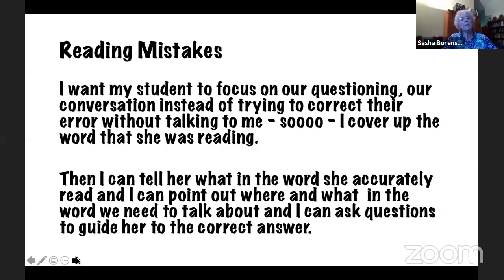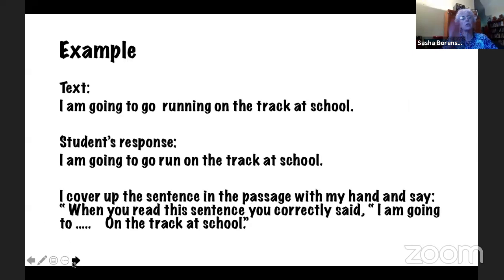So for a reading mistake, your first step is just to talk with your student and make her interact with you. And then I tell her what in the word that she just read was correct. And I want to point out where the mistake is. And we need to talk about what the mistake is. And then I need to ask questions to guide her to the correct answer. So here's an example.